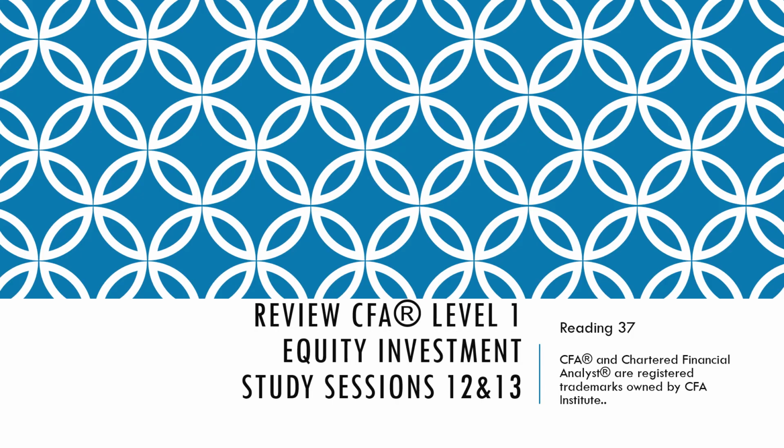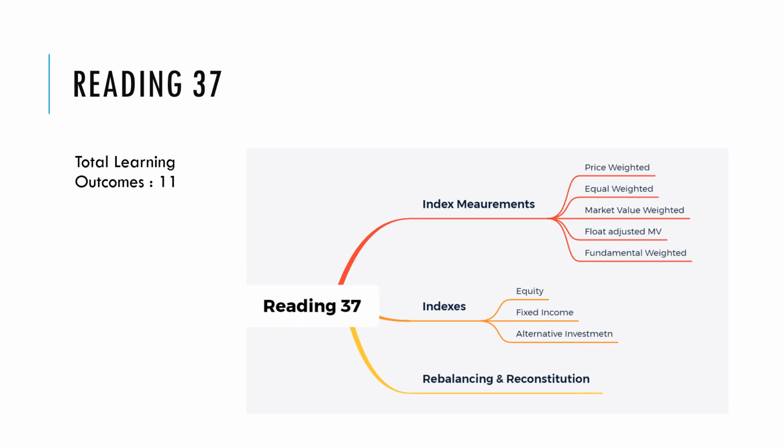Welcome to CFA Level 1, Equity Investment, Study Session 12 and 13. In this reading, there is a total of 11 learning outcomes, and it has been summarized into 3 major parts: index measurement, index features, and rebalancing and reconstitution in indexes.